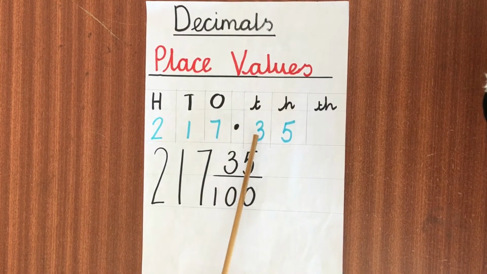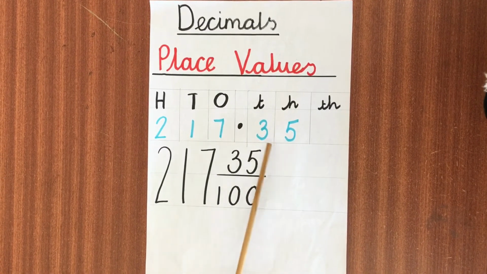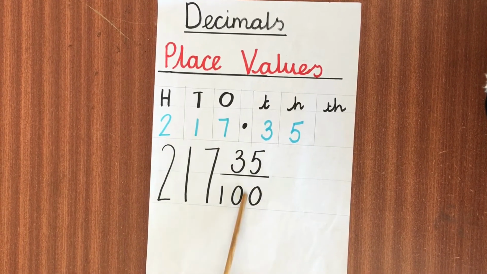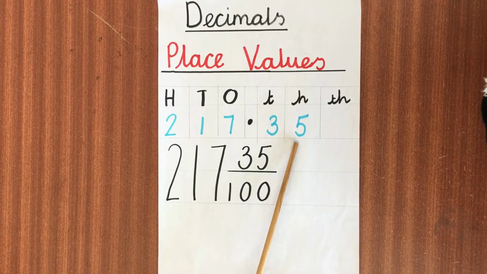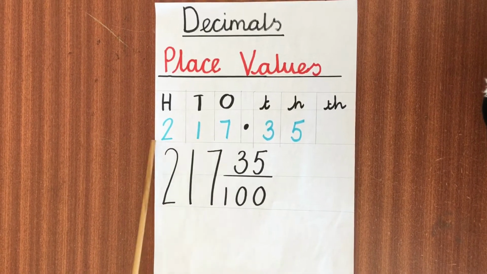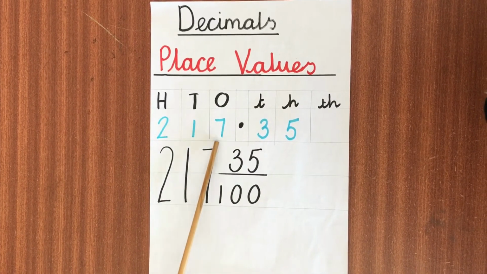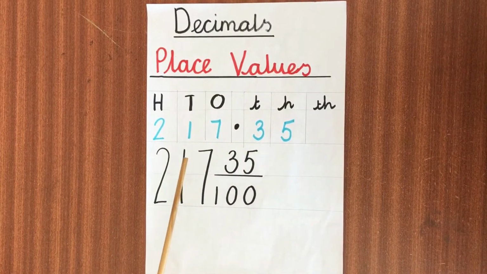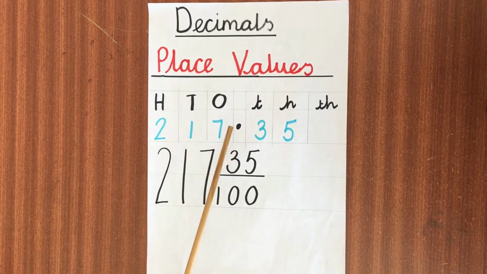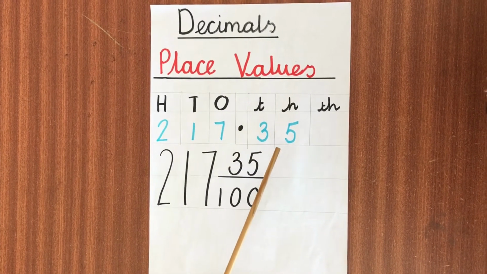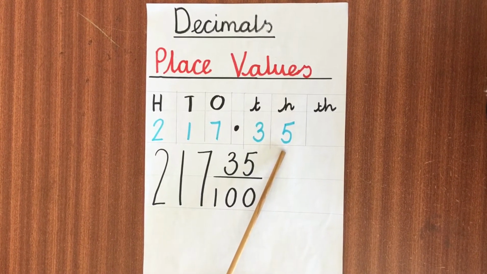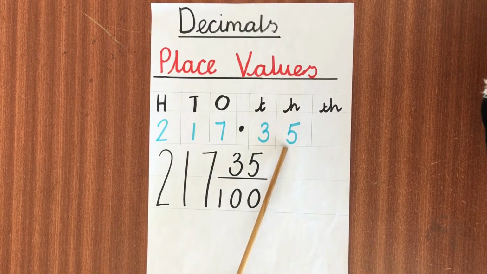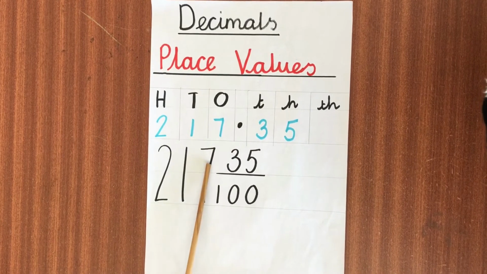So the number after the point is not read as a whole number because it is a fraction. It is not a whole number. So this number is read as 217 point 35 and not 217 point thirty-five. That is wrong. Okay, so this is how we write decimal numbers with the place values.